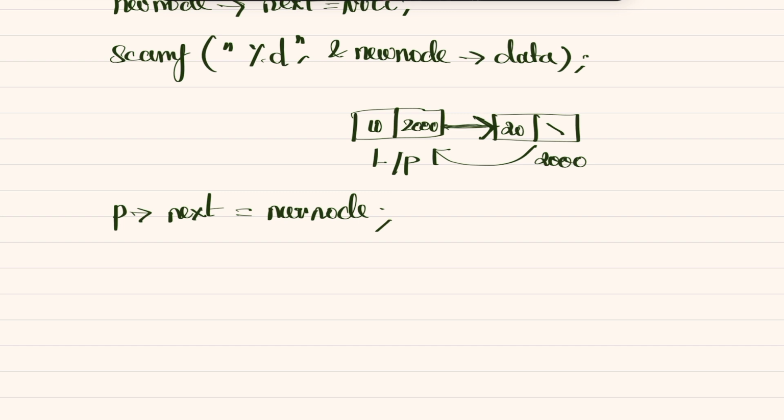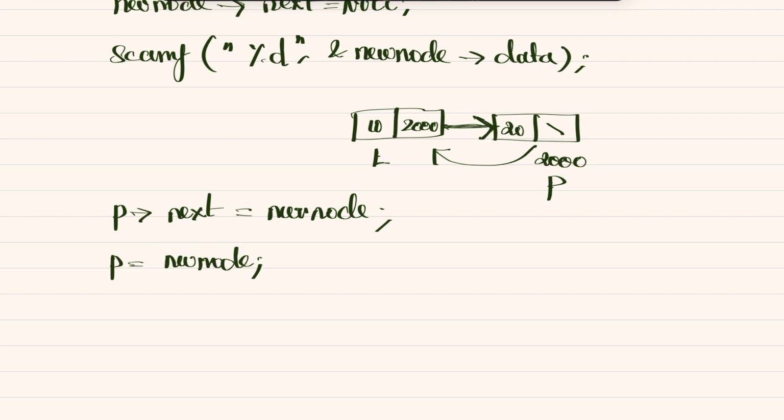Once we have the statement like that, we can do one more assignment, P equal to new node, which means that now this is called as P, and this P will be removed from the main node. So here the L is there and this is called as P.